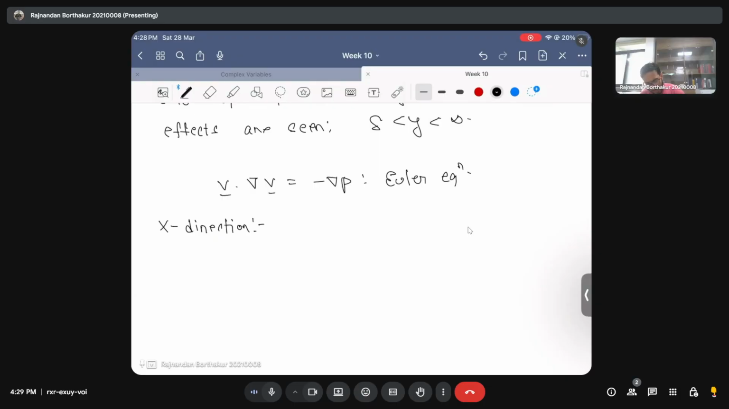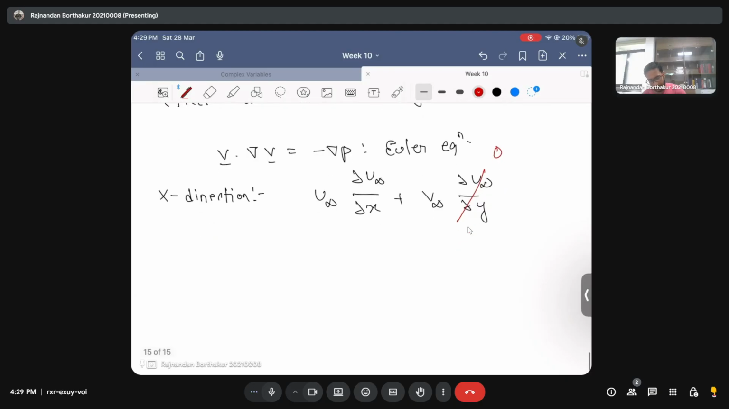this simplifies to u infinity times, because I know that at y greater than delta my profile is just u infinity, so this is u infinity times del u infinity by del x, plus v infinity times del u infinity by del y, because we're writing it in the x direction. And this is equal to 0 because I know that u infinity is not a function of y. And then we have this equal to minus del p by del x. This is p infinity.